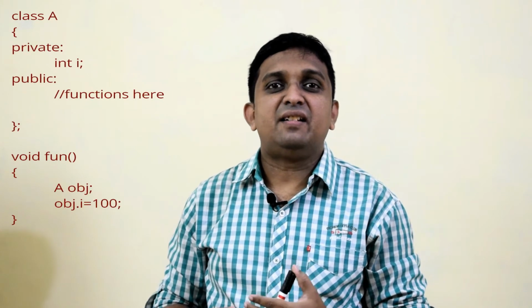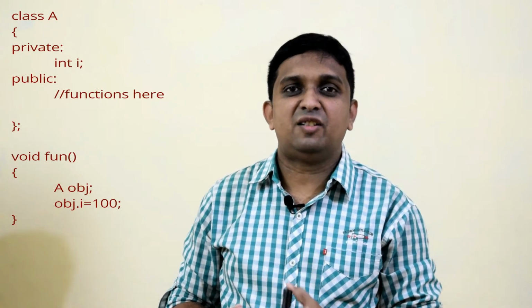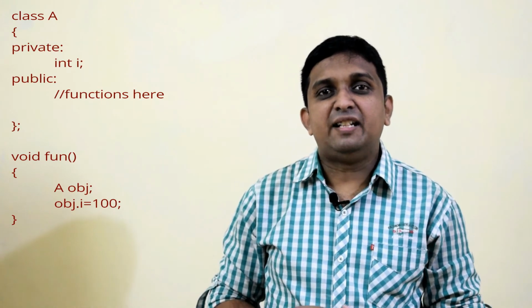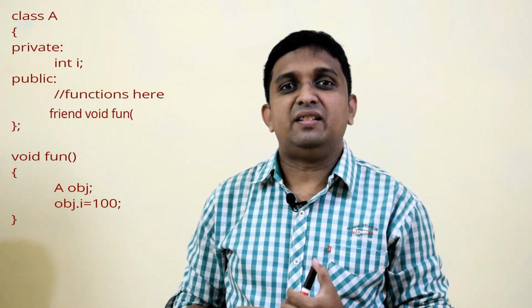First thing, a global function as a friend of some class. Suppose I have class A and I have some global function fun, then I cannot access the private data member of class A inside function fun. Suppose I is a private data member, then I cannot access it directly inside function fun. But if I declare this function fun as a friend of class A, then I can do that. So how to do it? I will write friend void fun inside class A.